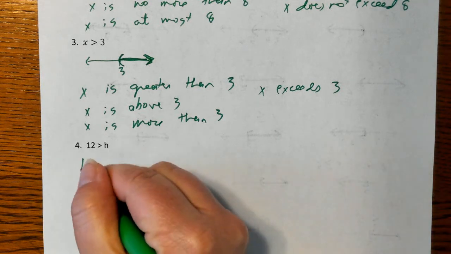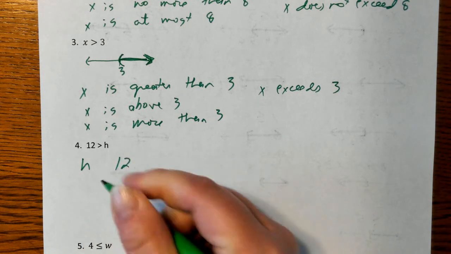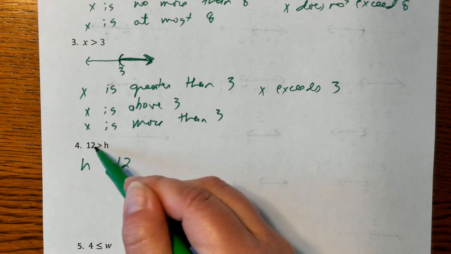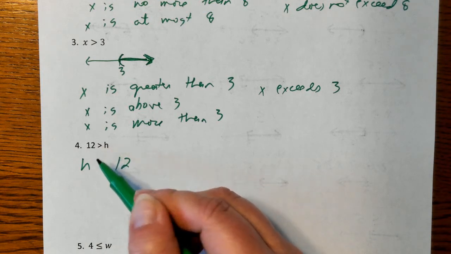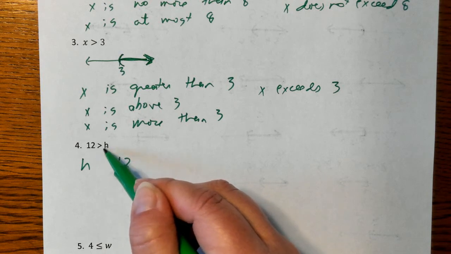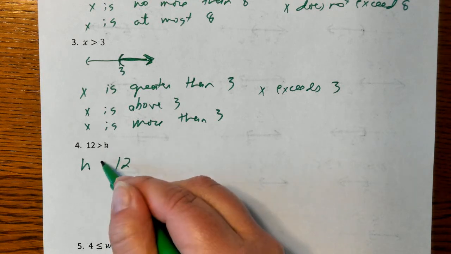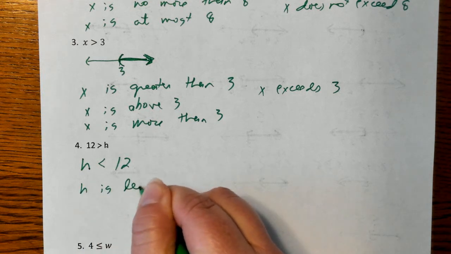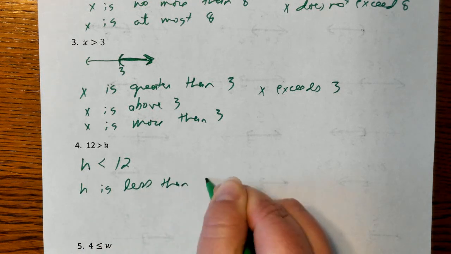So if you want to change that and put h on the left and 12 on the right, that's fine. But notice this is saying 12 is bigger than h because it's opening to the 12. That means 12 is the larger number. So this is saying 12 is greater than h. If you want to put h on the left, you'd have to say h is less than 12.